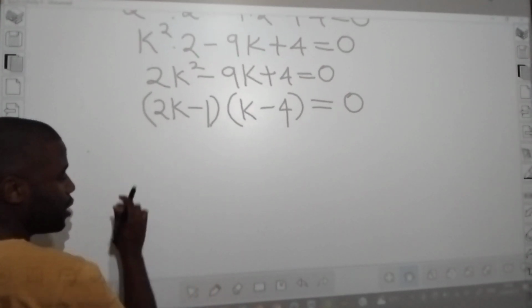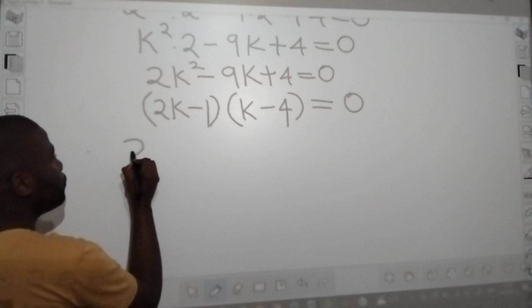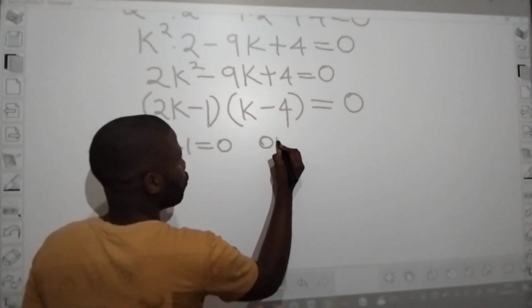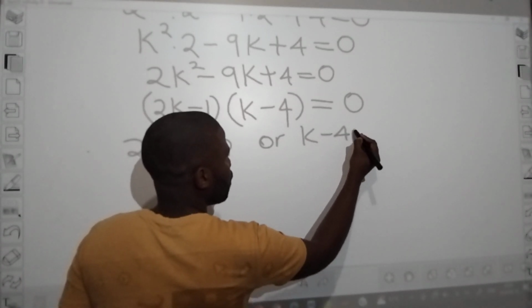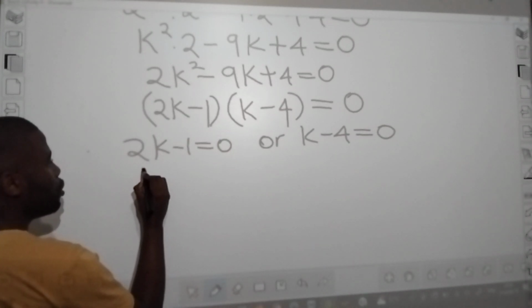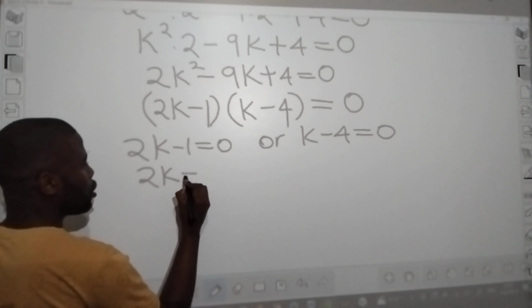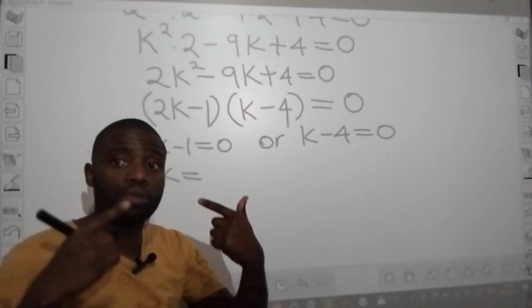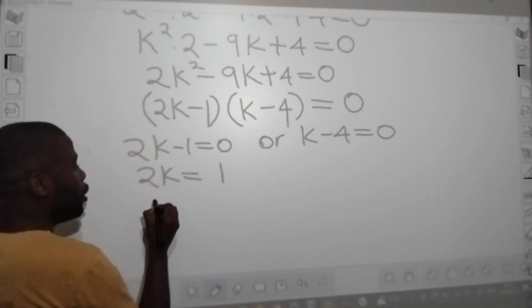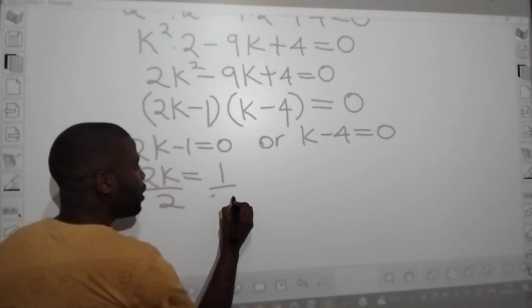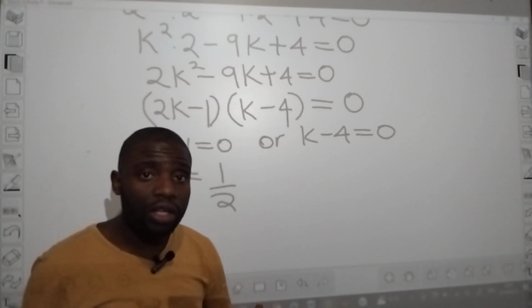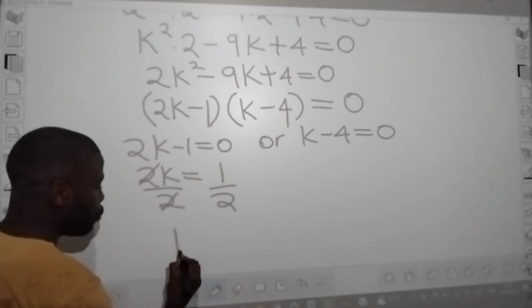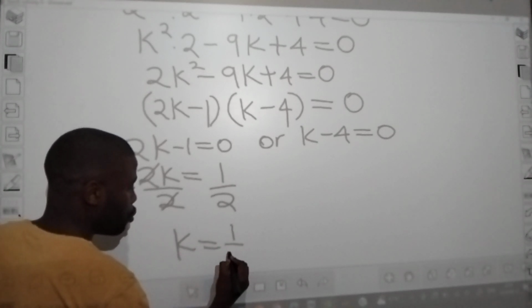And then from here, guys, when you continue, you're going to write 2k minus 1 is equal to 0, or k minus 4 is equal to 0. Then you're going to say 2k is equal to, remember when you take negative 1 and transpose it to the other side, it changes the sign to become positive. So that will be 1. Then you divide both sides by 2. Why are we dividing both sides by 2? Because math says what you do on the left hand side, also do on the right hand side. Then 2 cancels 2, and you're left with k is equal to 1 over 2.